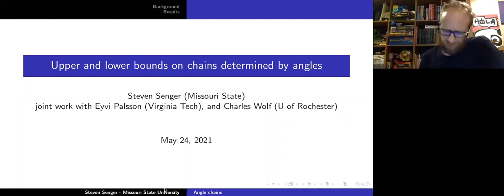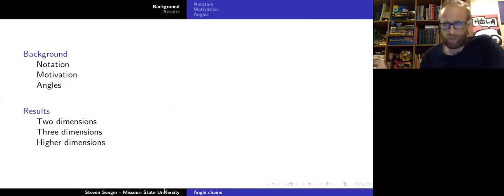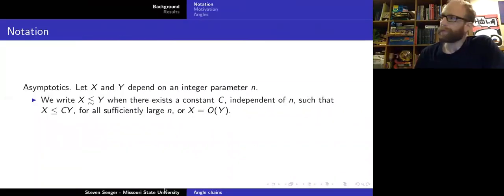I typically talk about Erdős type problems, so that's what I'm going to talk about again today. But point configuration problems. So this is upper and lower bounds on chains determined by angles, joint work with A.V. Paulson and Charles Wolfe. So I'm just going to give you the basic setting, and then I'll tell you a handful of results. I don't even remember how many theorems we proved in this paper. It went up on arXiv a couple of months ago. But we have just a bunch of different results. So I'm going to give you a thin slice of those.